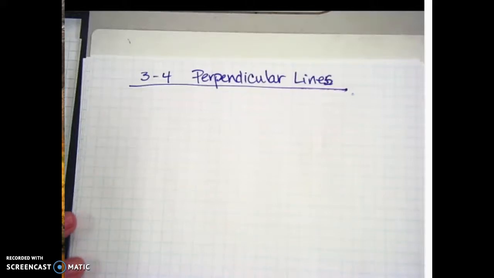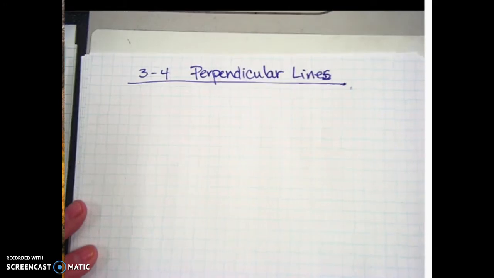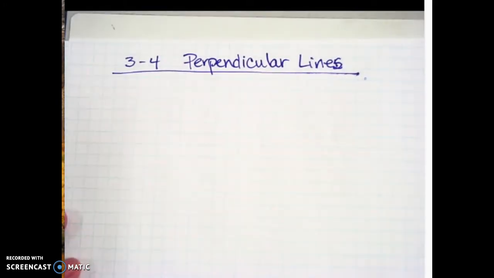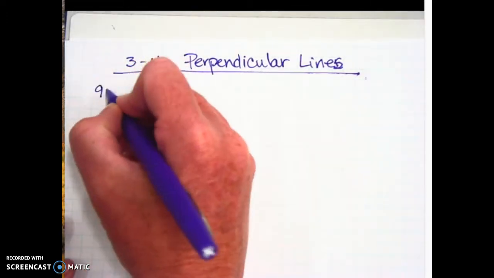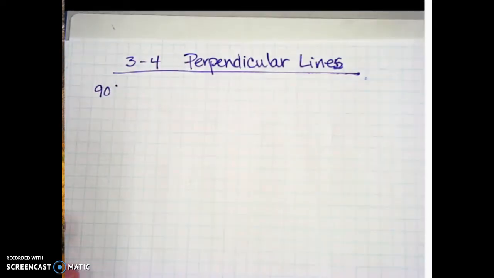So section 3-4 is called perpendicular lines, and most of you know what a perpendicular line is, and you know a little bit about it. And we'll go over a few of these things, but this section in the geometry book, because this is college prep geometry, will actually go into a little more detail.